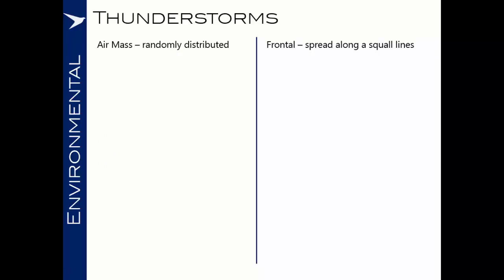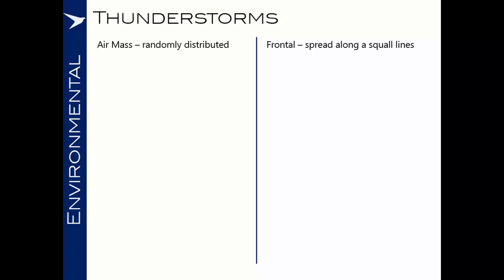Thunderstorms can be mainly classified into two groups. Air mass thunderstorms are randomly distributed, caused by a large unstable air mass sat over the ground being heated from below. Frontal thunderstorms, however, are generally spread along squall lines and are a result of one air mass being forced up over another at a front.